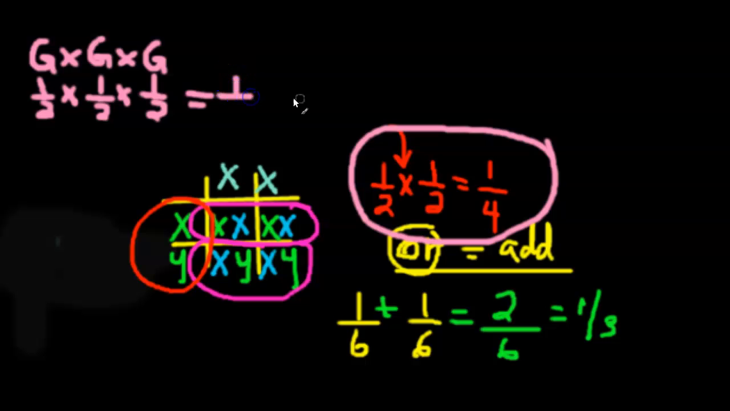Now make sure you don't add these bottoms here, these denominators. 2 times 2 times 2. That's going to be 8.